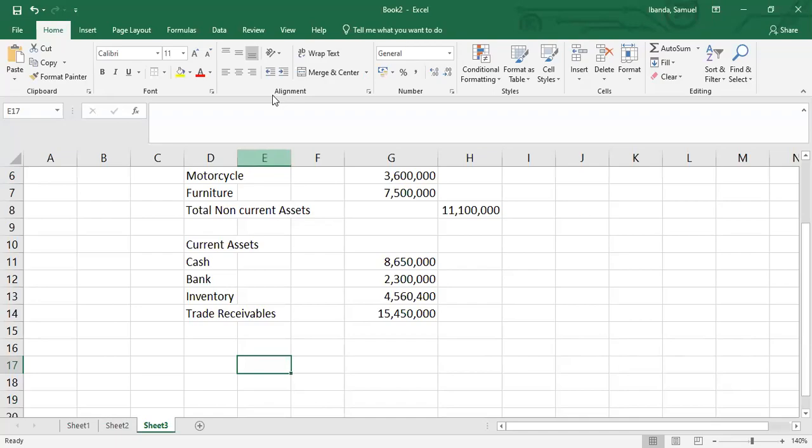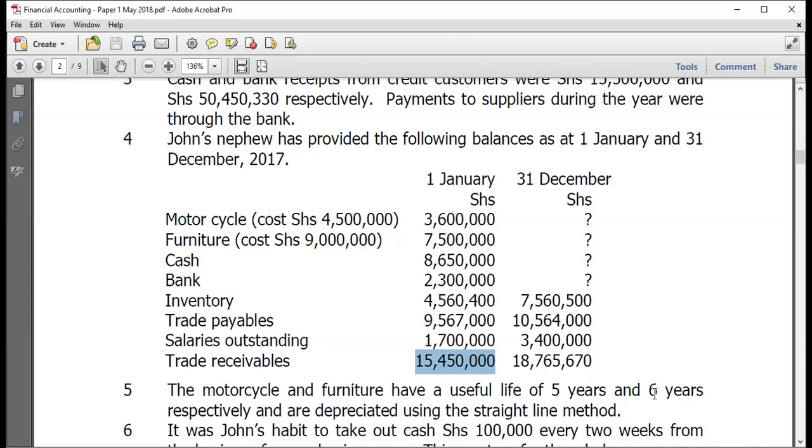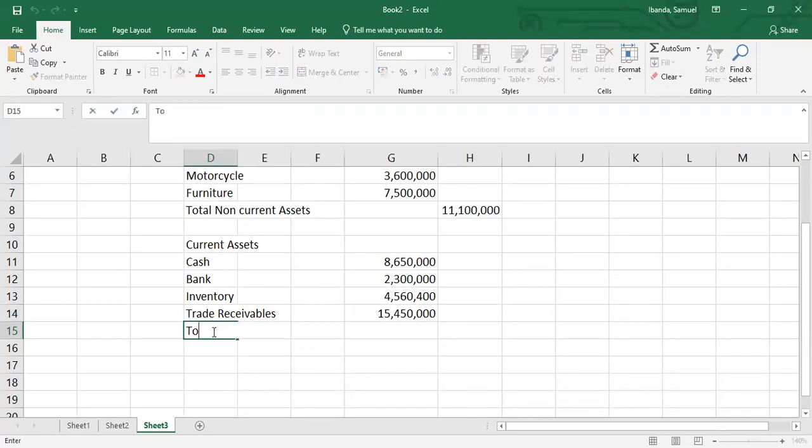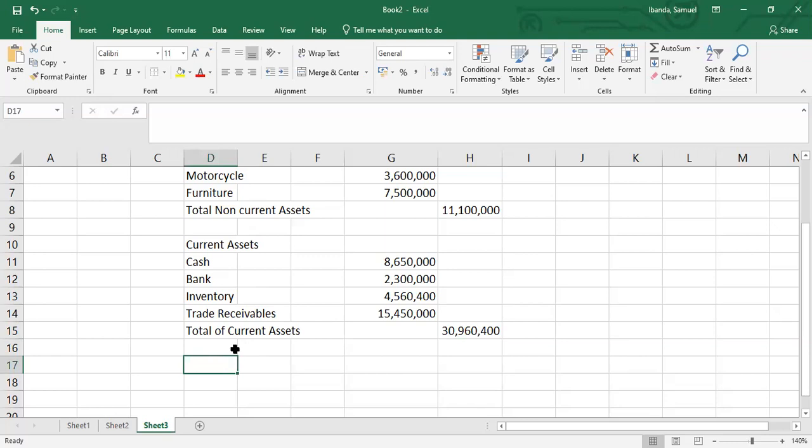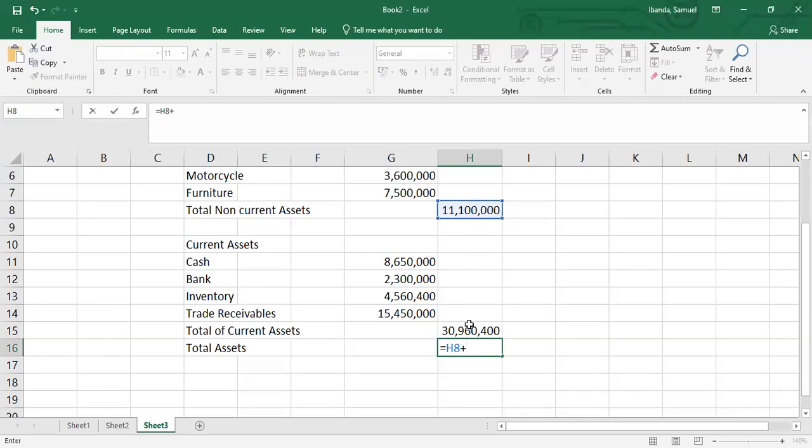Mine is to search and see, do I have any other that I've not captured? Okay. I don't seem to see any. So I'll go ahead and get the total before I can proceed to my liabilities. So total of current assets gives me that, and I can get my total assets, which is a summation of what is up and down. This plus this, which gets me 42,060.